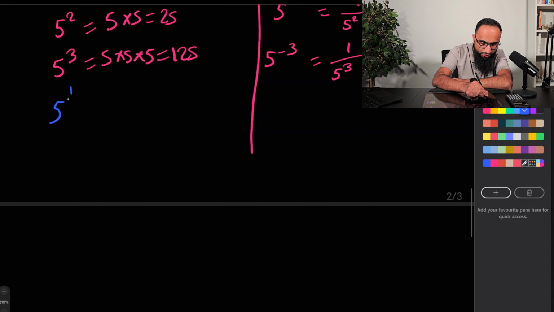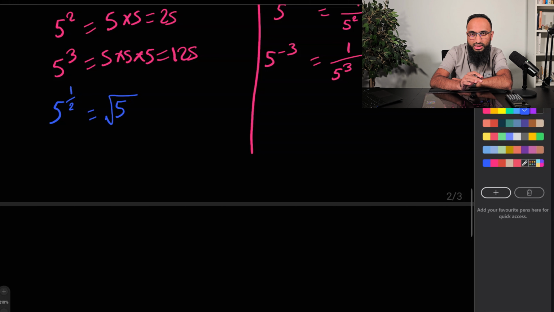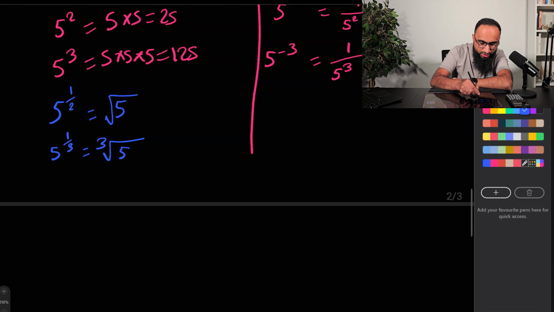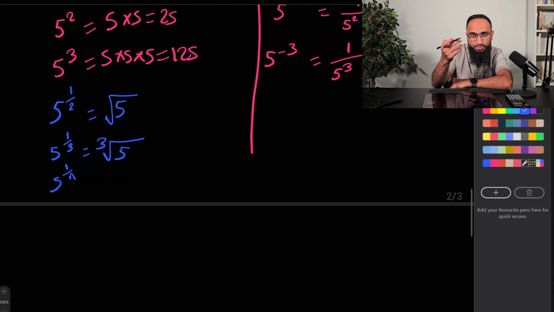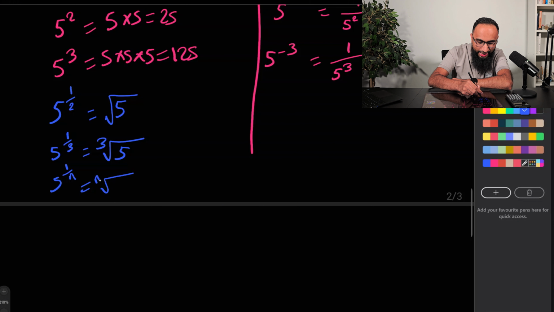So if you have 5 to the power of a half, it means 5 square rooted. Nice and easy. If you have 5 to the power of a third, it means 5 cube rooted, and so on. So 5 to the power of 1 over n, where n could be any number. So n could be 10, it'll be 5 to the power of 1/10. And if that is the case, then it'll be the 10th root of 5. But right now we've got n just as a general term, just to show it. So it'll be the nth root of 5. So that is the case for fractions.